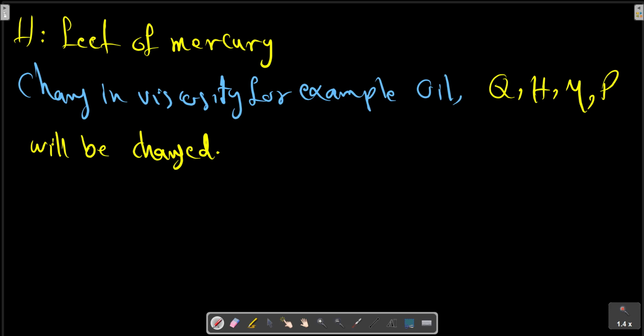Again, this should become clear with the similarity rules. The next section is net positive suction head imports.